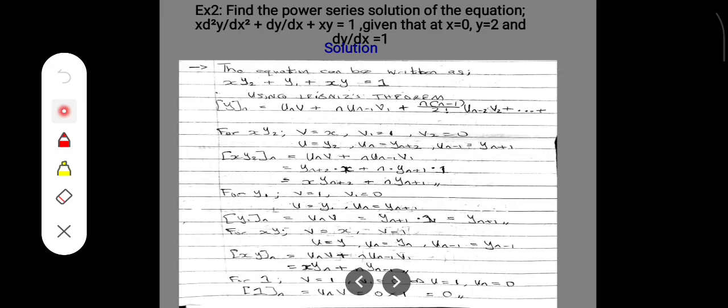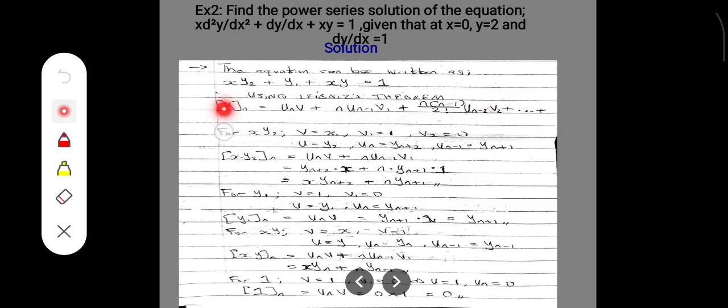For our example 2, it says find the power series solution of the equation s multiplied by d squared y over dx squared plus dy dx plus sy equals 1, given that at s equal to 0, y is equal to 2, and dy dx equals 1. So for this example, we have a boundary condition. So the first thing to do is to rewrite the equation in this format, which is s multiplied by y subscript 2 plus y subscript 1 plus sy equals 1.